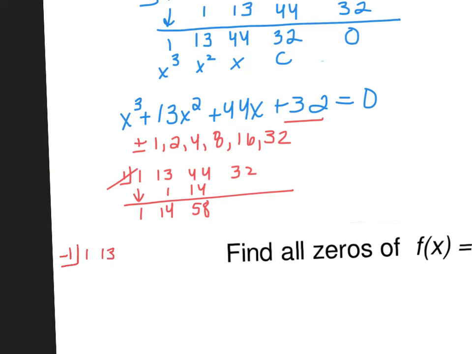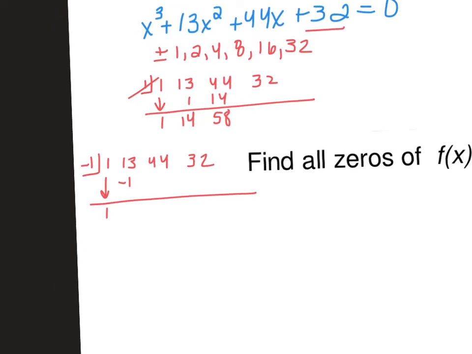1, 13, 44, 32. Bring down the 1. 1 times negative 1, negative 1. 13 and negative 1 is negative 12. Negative 12 and negative 1 is 12, right? What's 44 plus 12? Wait, time out. Scoot back. You guys didn't catch my mistake. What's 13 and negative 1? 12. Positive 12. See, make sure you guys take your time.